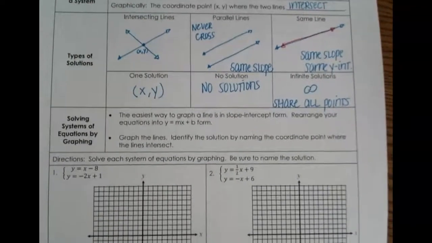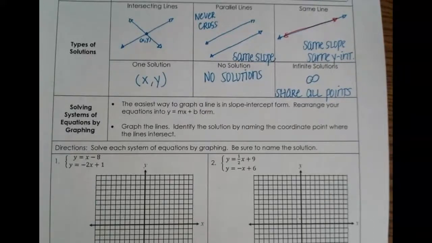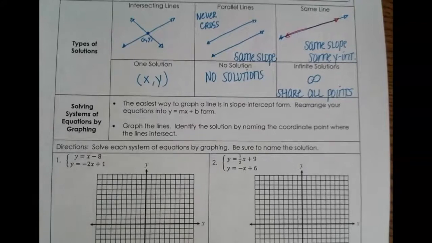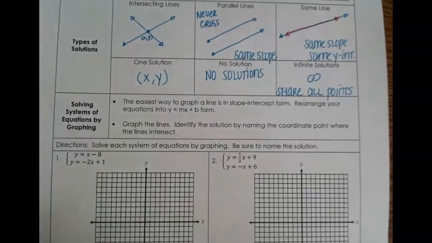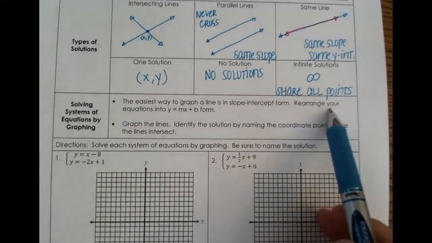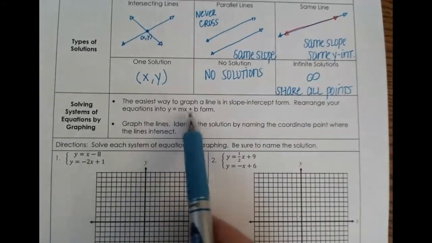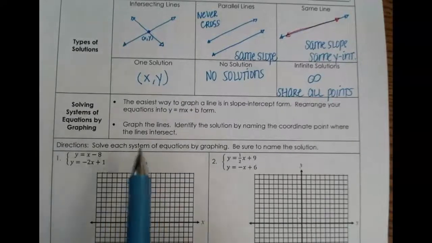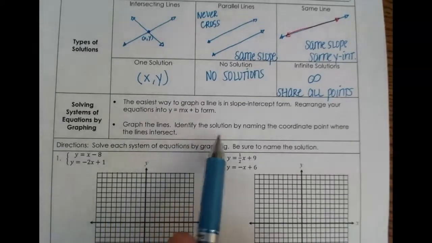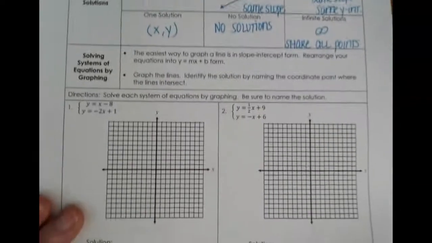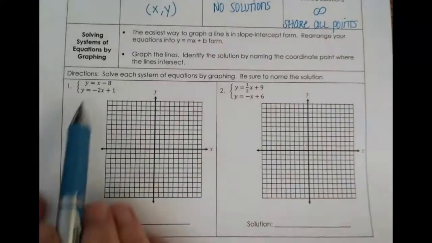So let's take a look. We're going to graph our systems. There's three different ways we're going to talk about, but we're going to start with graphing. So the easiest way to graph a line is to put it into slope-intercept form. So if it's not already in slope-intercept form, you're going to want to rearrange your equations to be in the y equals mx plus b form. And then we're going to graph our lines and identify the solution by naming the coordinate point where the lines intersect.